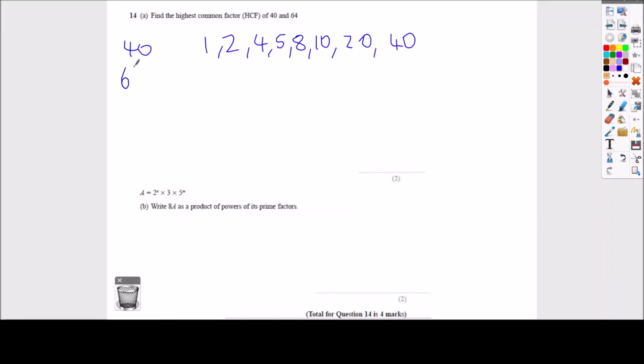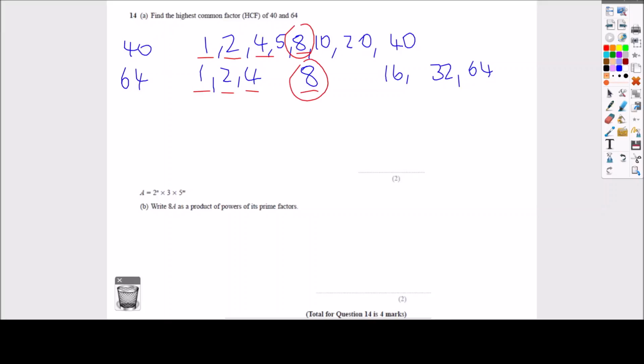Now the factors of 64: what whole numbers multiplied by another whole number give you 64? Well, we've got 1 and 64, 2 and 32, 3 doesn't go, 4 does, 4 and 16, 5 no, 6 no, 7 no, then 8 times 8 is 64. I don't think I've missed any there. So those are the factors of each of those. The common factors are the numbers which are in both lists, which are 1, 2, 4 and 8. And the highest of those common factors is 8.